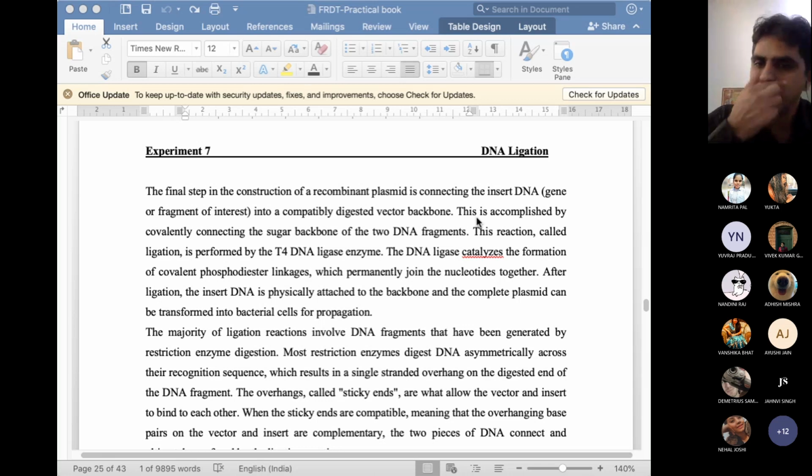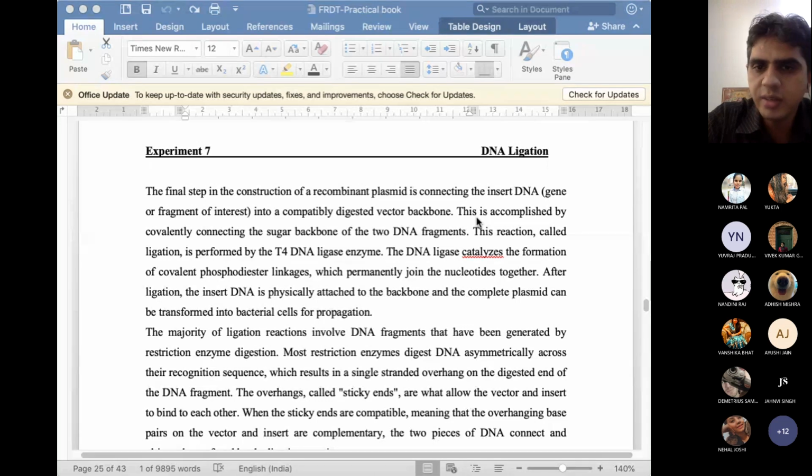Cloning can simply be defined as cloning a segment of a gene into a vector, and then into a host organism. It is the final step in the construction of a recombinant plasmid, connecting the insert DNA into a compatible digested vector backbone. One more thing you need to focus on: when you are ligating, your vector and your insert must both be compatible in terms of ends, in terms of the sticky ends.